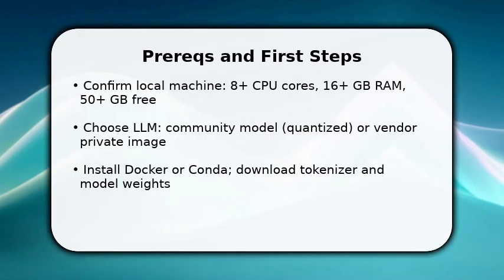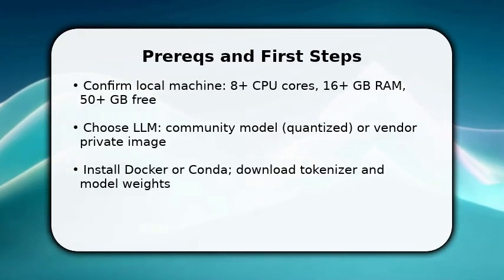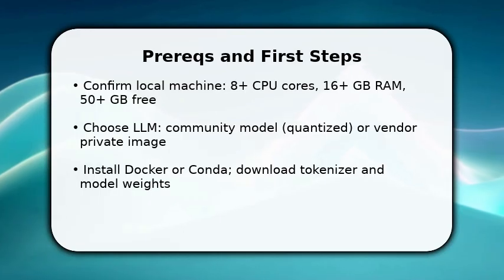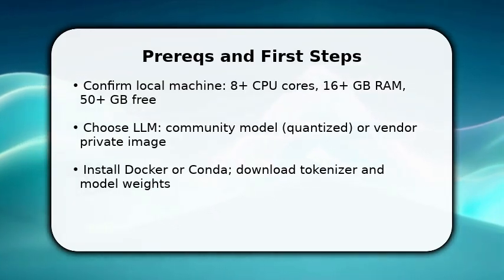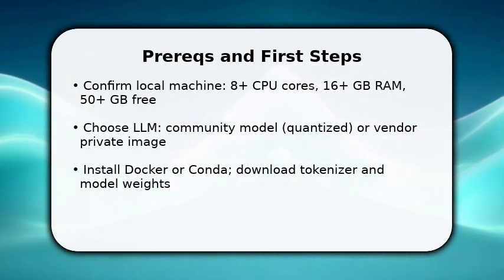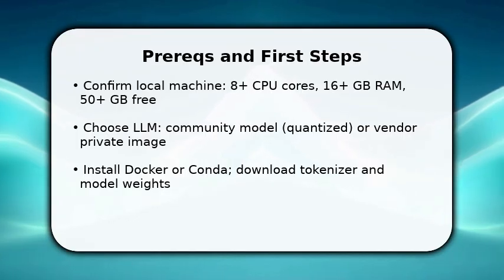Then install Docker or set up Conda, because containerization isolates dependencies and makes deployment repeatable. Download the tokenizer and model weights immediately so you can load the model without network delays. This first momentum prevents later stalling.